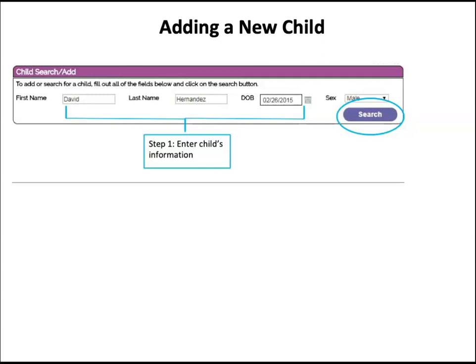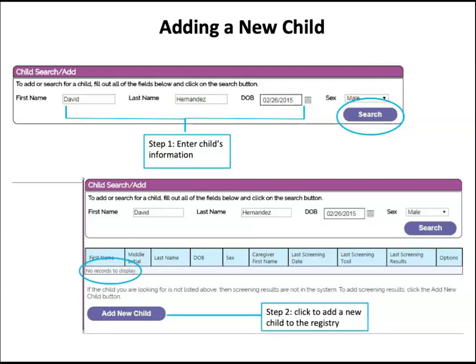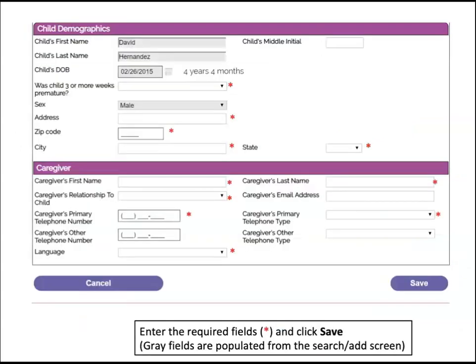In this example, we've entered his first name, last name, date of birth, and sex, and we'll go ahead and click search. We'll see that no one else has added David to the registry because it reads no records to display. We will then move forward in adding him as a new child. We will talk in another example about what to do if you do see matched results for David.